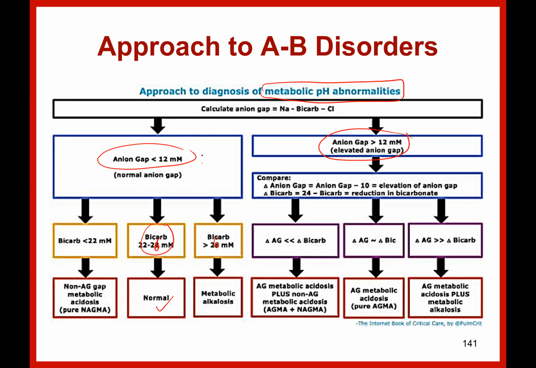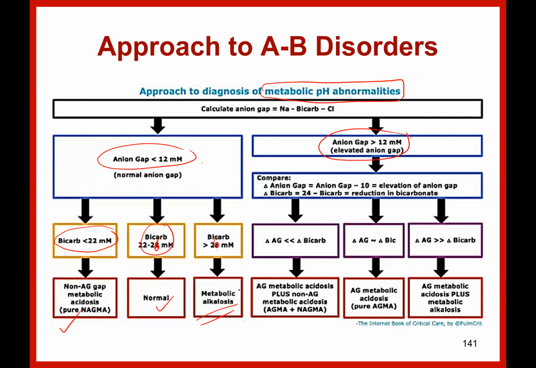The other way around: anion gap is less than 12, but bicarbonate is much pulled down. That means alkali is lower, commensurate with an acidosis, so we have pure NAGMA. The other way around, if the anion gap is less than 12 but the bicarbonate is pulled up due to some other reason, there is an associated metabolic alkalosis.